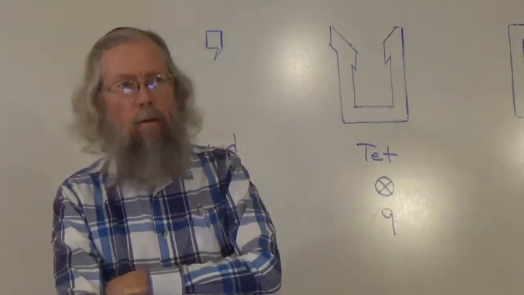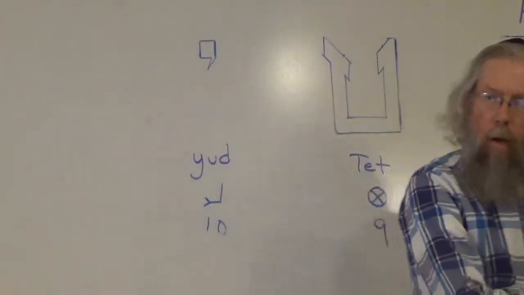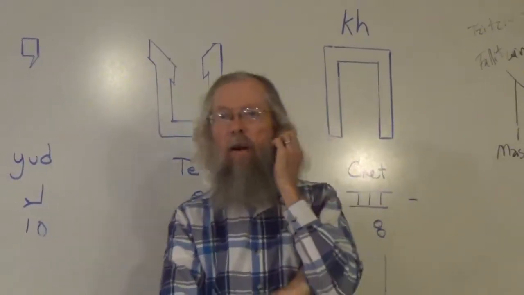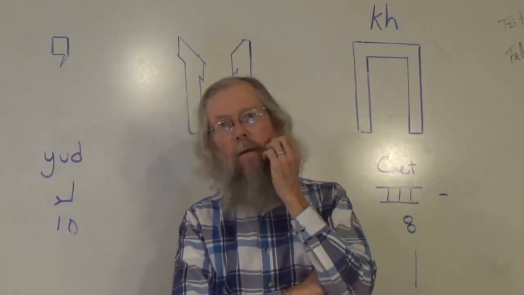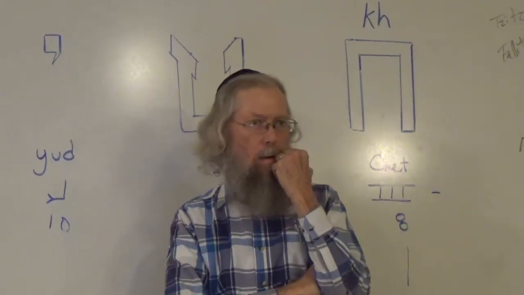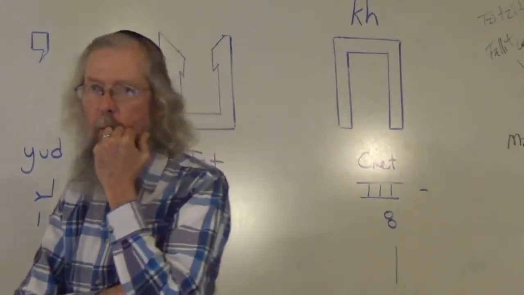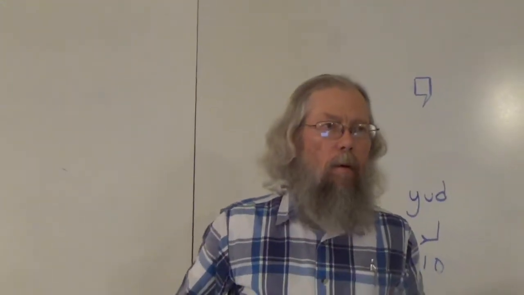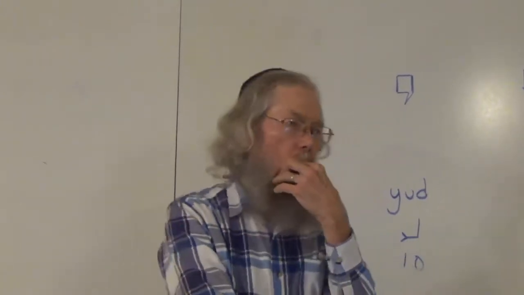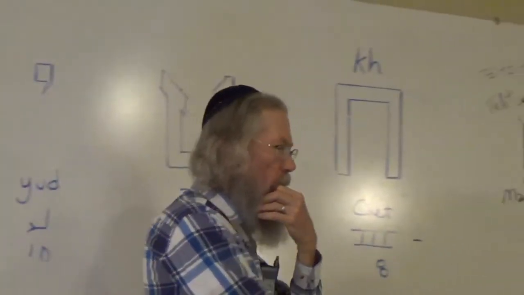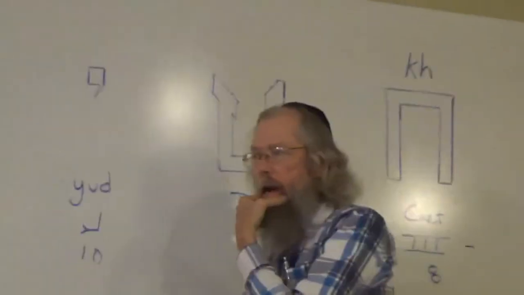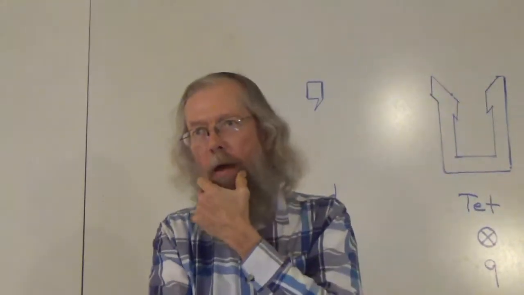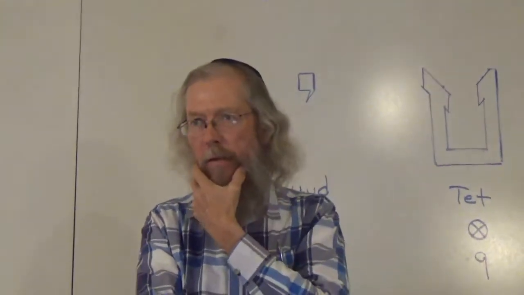Yeshua makes a comment about those among the Prushim who made their phylacteries very broad and their tassels very long, in the English it says. And he criticizes them for it. This is what he's talking about. And so many in Christianity will say, because he never expected us to wear those, that that's what he was criticizing. No, he was criticizing the showiness of it.